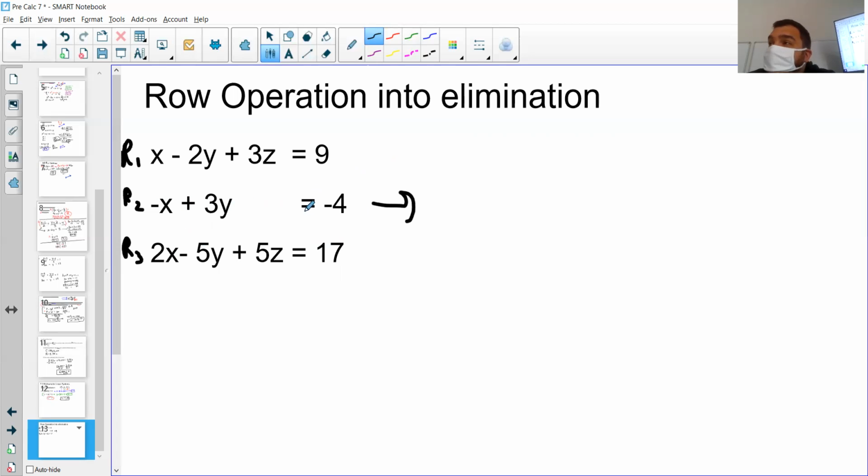All right, I'm going to make a new row 2. So I'm going to do row 1 plus row 2. In order to do that, I'm going to do row 1 plus row 2. So my row 1 stays the same.